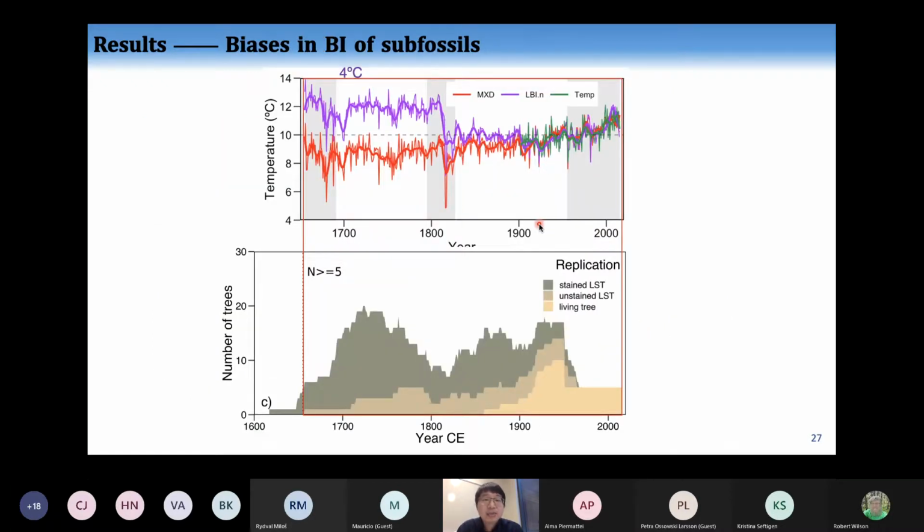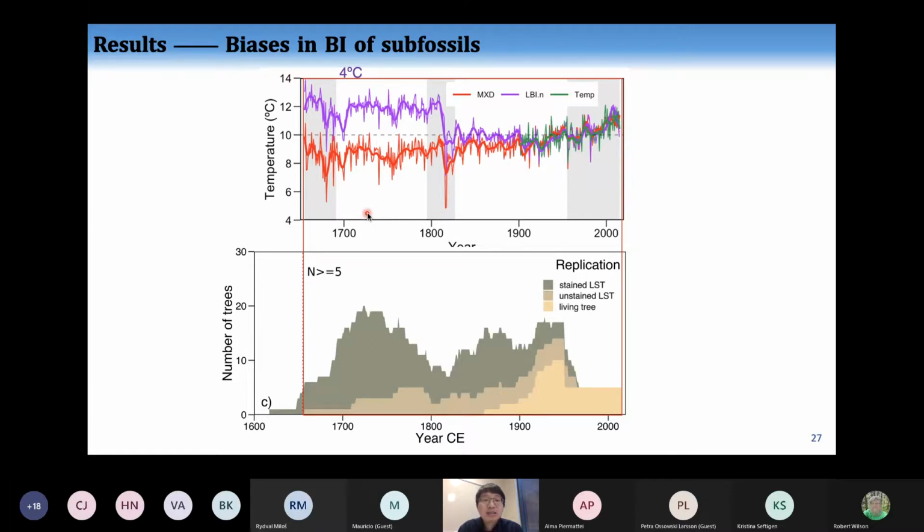And in fact, it is true, the bias can be so large. If we use the later blue intensity data measured from living trees combined with stained and unstained lake subfossil trees, we will be able to develop a kind of reconstruction like this in purple. And we can see there is increasing bias back in time, in particular before 1850, when there is a high fraction of stained lake subfossil materials. And this bias can be as large as nearly 4 Celsius degrees in the reconstruction.